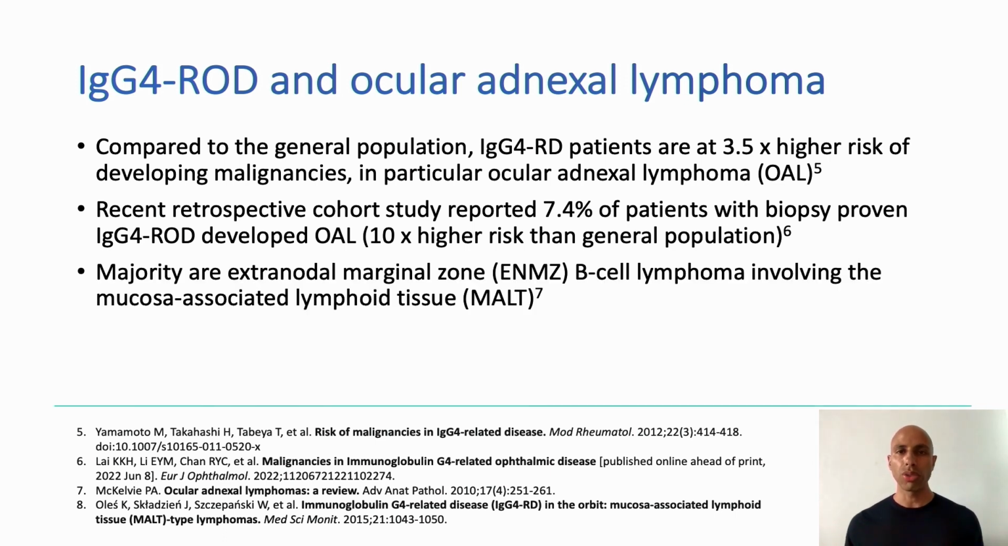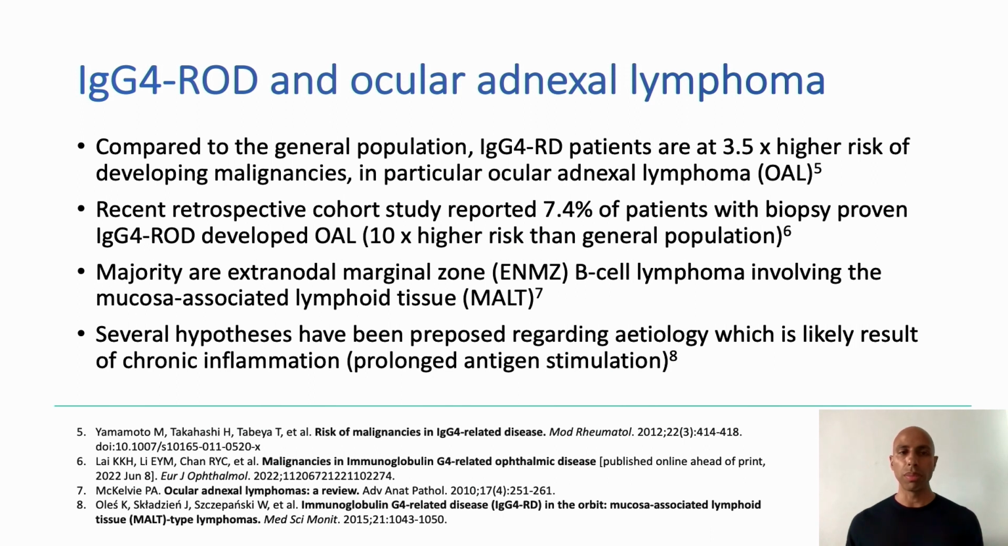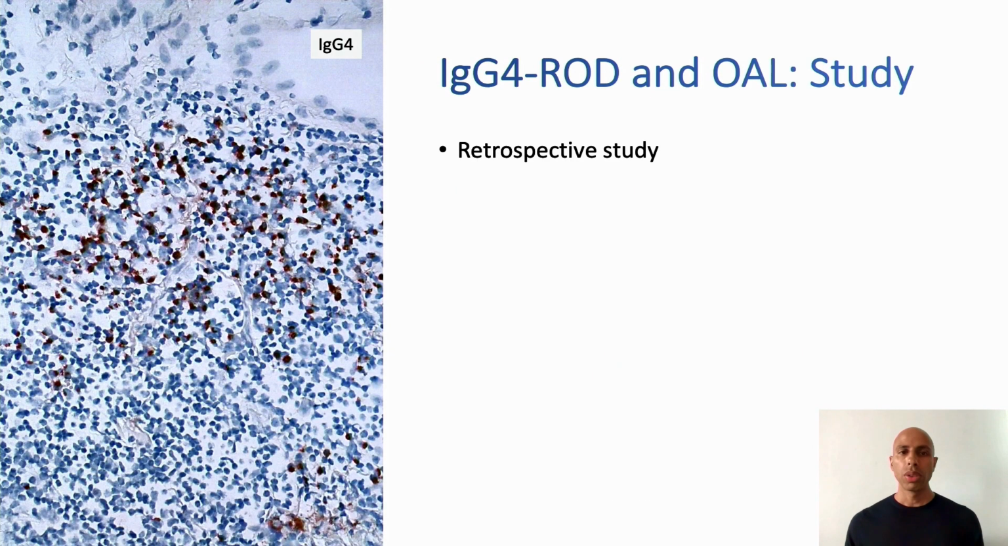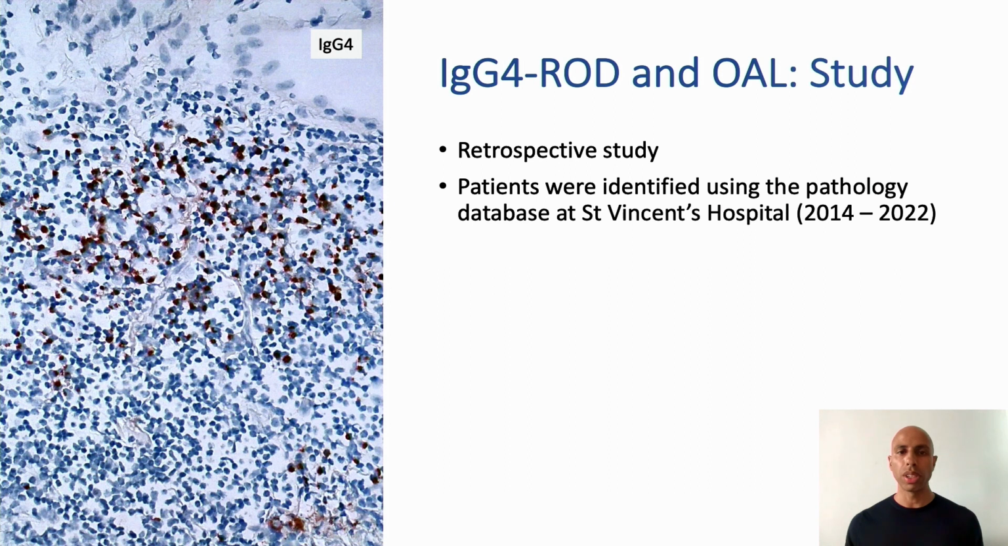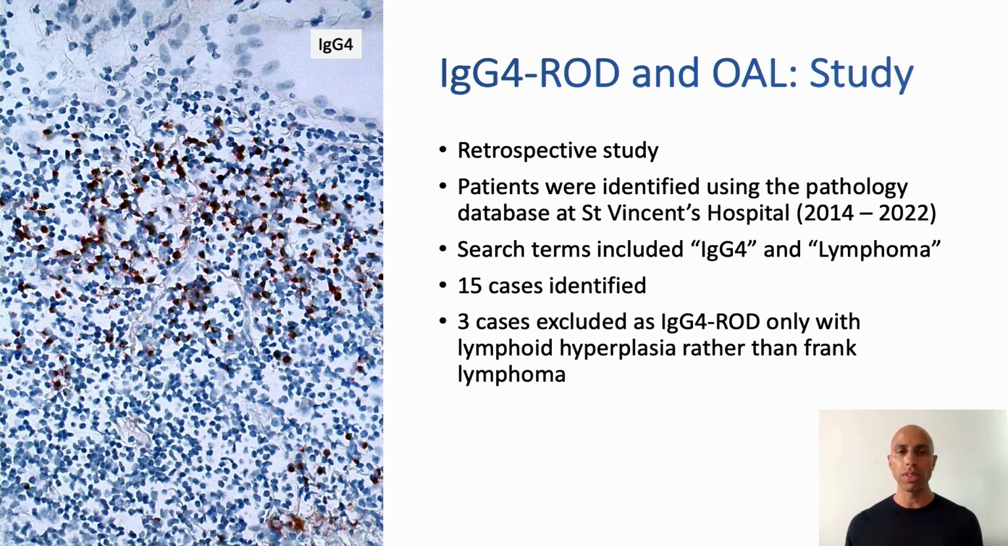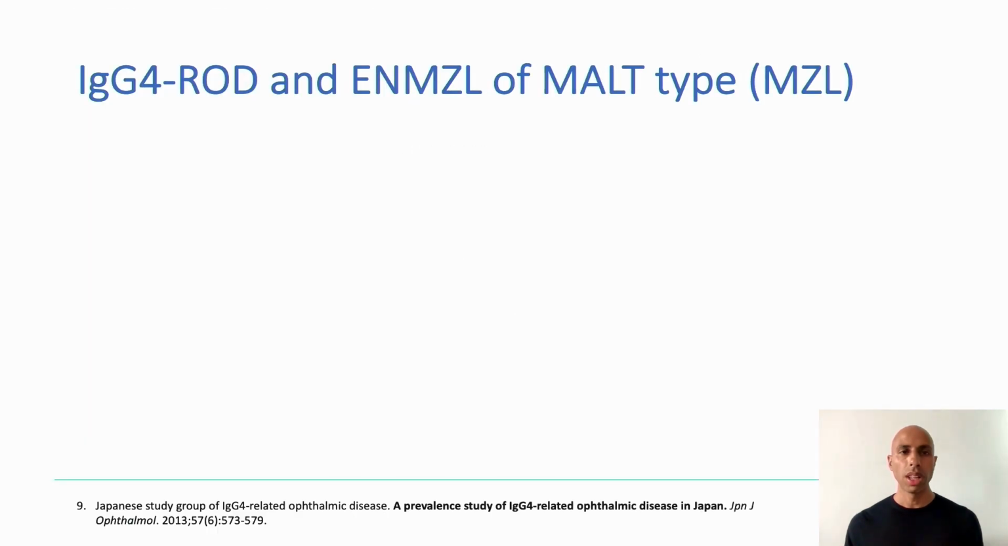The vast majority are extranodal marginal zone B-cell lymphoma involving the mucosa-associated lymphoid tissue. Several hypotheses have been proposed regarding etiology, which is likely the result of chronic inflammation and prolonged antigen stimulation. So we performed a retrospective study. Patients were identified using the pathology database at St. Vincent's Hospital between 2014 and 2022. Search terms included IgG4 and lymphoma, and 15 cases were identified. 3 cases were excluded as IgG4-related ophthalmic disease only with lymphoid hyperplasia rather than frank lymphoma.